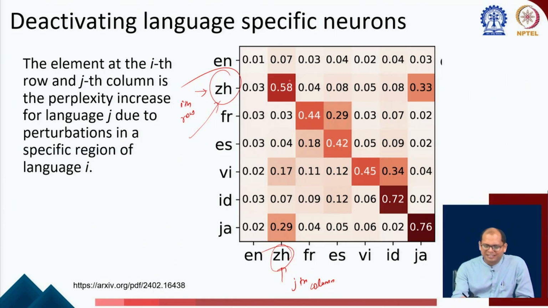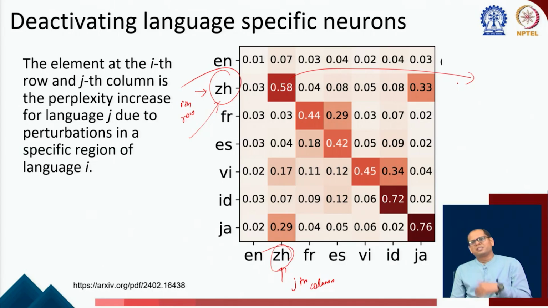And they say if there is an increase in perplexity, that means the performance is going down, right? And they see, okay, there is a perplexity increase if I deactivate the Chinese neurons for Chinese, right? And this also happens for others like Japanese. If I deactivate Chinese neurons even for Japanese, you see a performance drop, a perplexity increase. And this is some sort of symmetric, like if you deactivate Japanese neurons, you get a perplexity increase in Chinese as well as in Japanese.